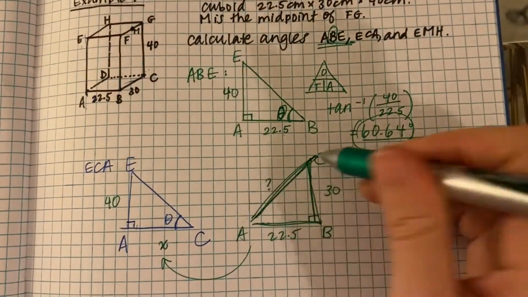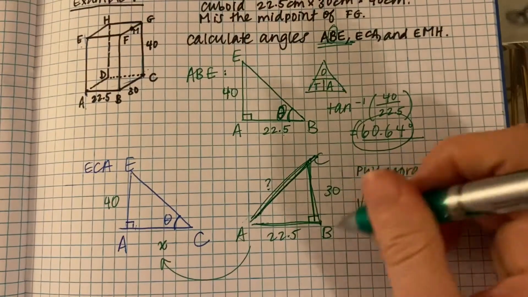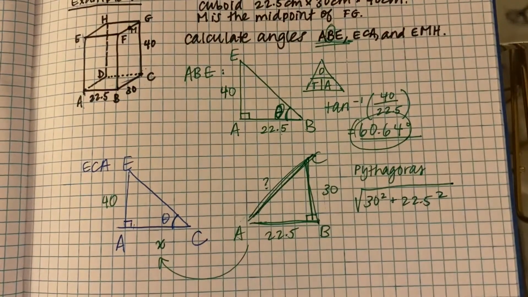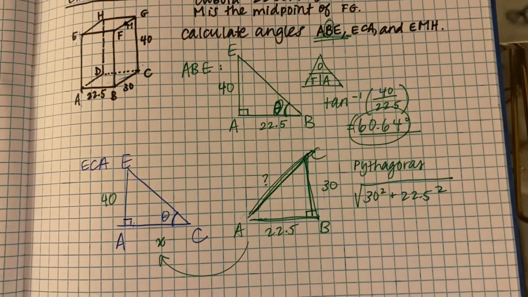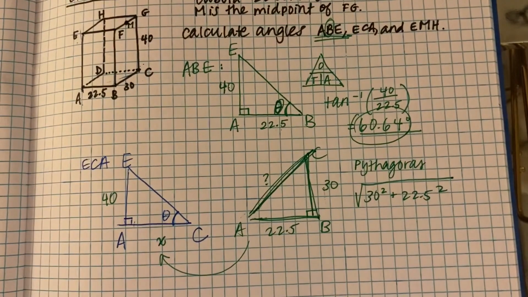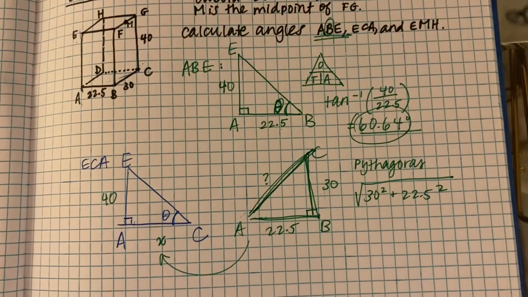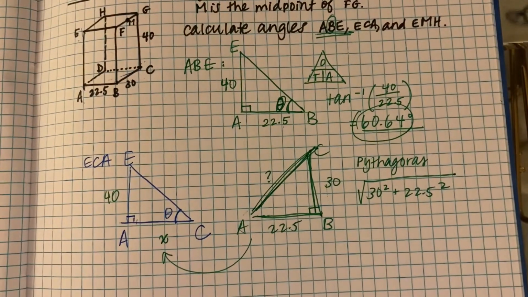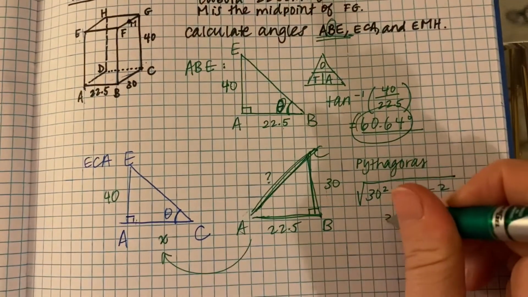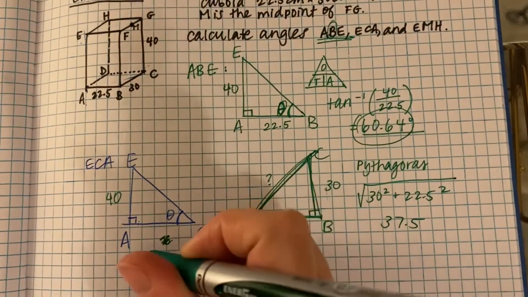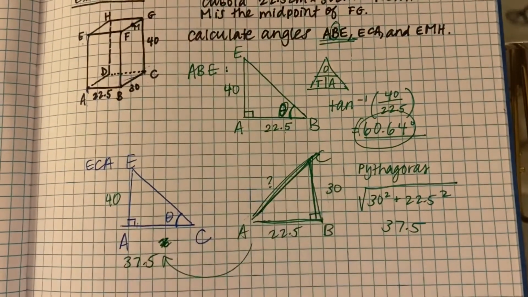So using Pythagoras, I'm looking for the hypotenuse. I take the square root of the two legs squared and added together. Let's see if I can do this on this calculator. 30 squared, plus 22.5 squared, and then take the square root. Sorry, it's going to take me a while. Okay, so I get 37.5 as the square root there. So 37.5 ends up being this value here.